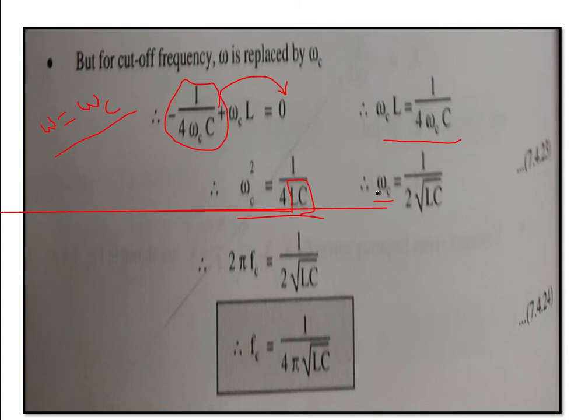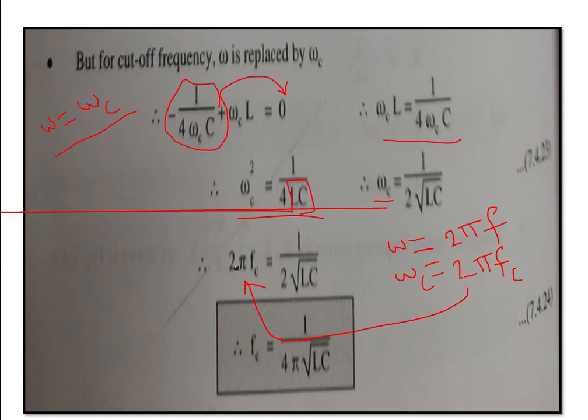Then what we do, omega is equal to 2 pi f. We know this basic equation, omega is equal to 2 pi f, and omega is replaced by omega c, therefore omega c is equal to 2 pi fc. This value will be substituted here.